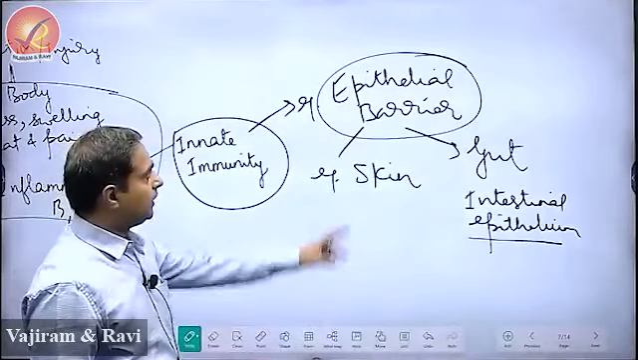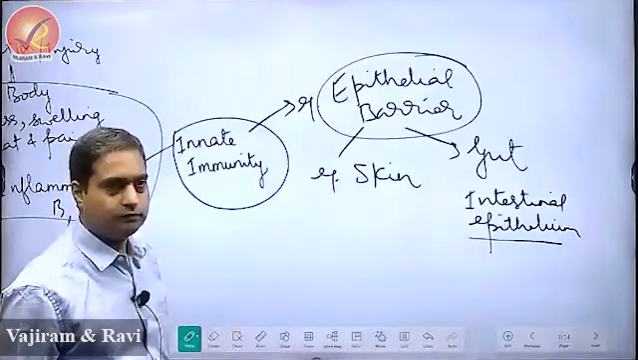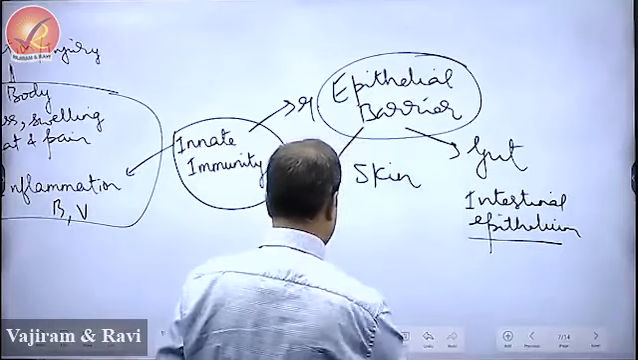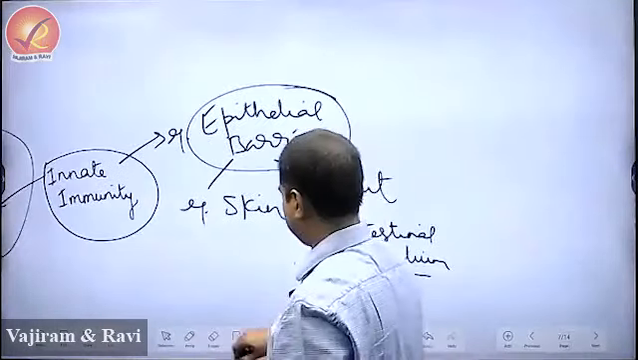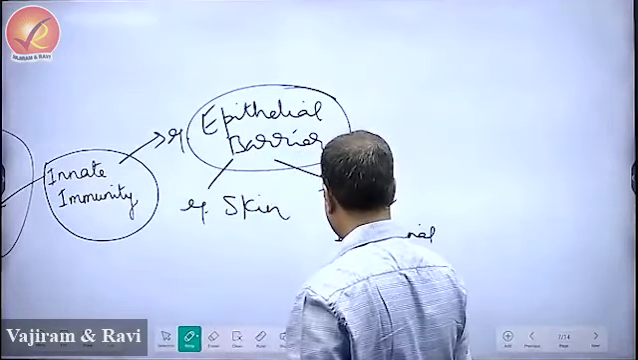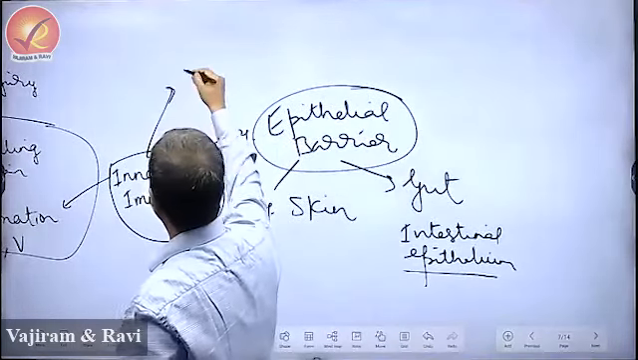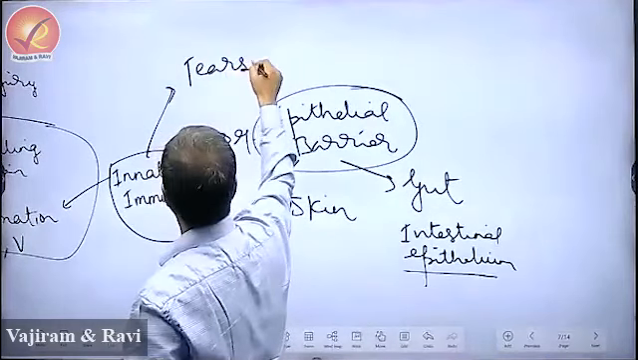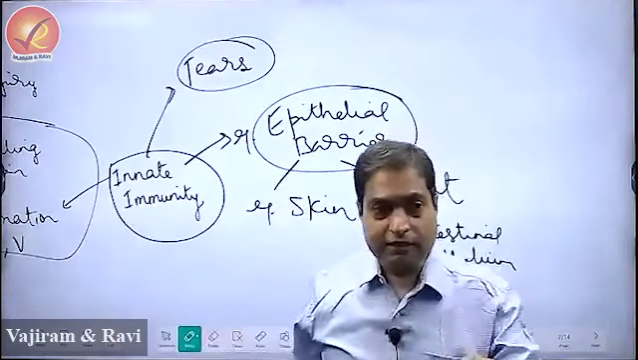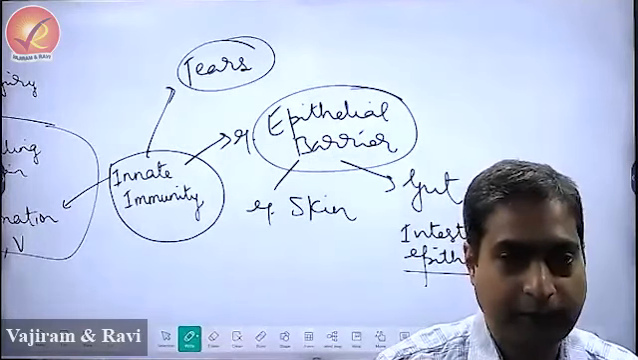So these are called as what? Epithelial barriers, barrier organs, which are protecting you, not allowing the infection to enter the body. Then some other form of innate immunity, for example, your tears also. So what we are saying, since birth they are acting to provide you protection. Is it clear? As a part of innate immunity.